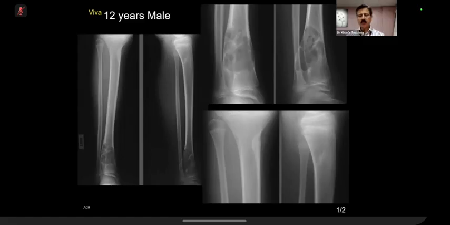What is the size cutoff between the two lesions? 3 centimeters, so less than 2 or 3, and less than that is a fibrous cortical defect, and more than that is a non-ossifying fibroma, and they both have a fibrous matrix.